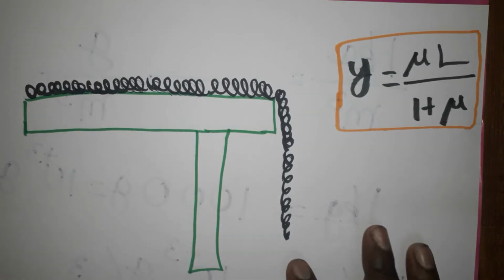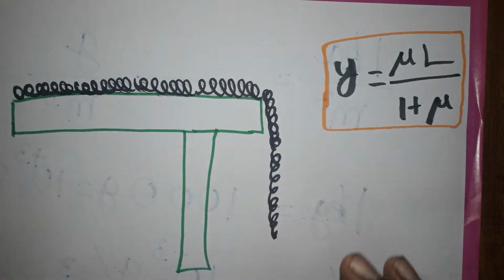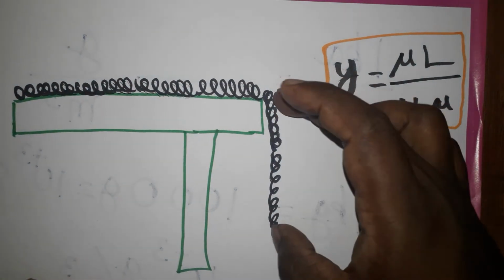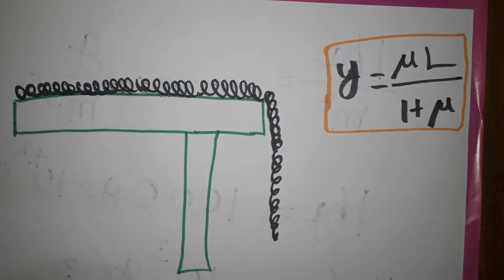Students, today we are going to see a chain hanging on the table. Half of the chain will be hanging like this, and half of the chain on the table, with friction. What is the maximum length that can be hanging here without sliding? This is the concept we are going to discuss. Actually, we are going to derive this equation.